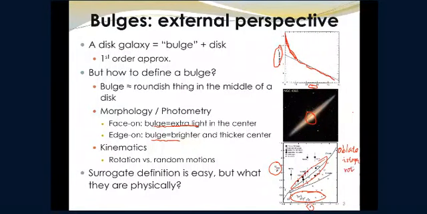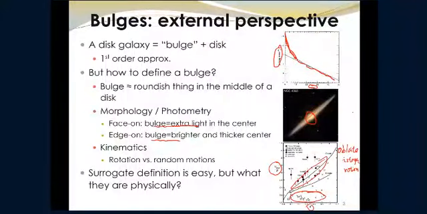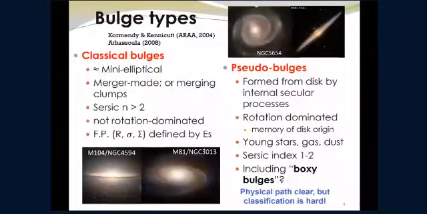So if a bulge is close to that line, then we say that the bulge is mainly rotation dominated, and this bottom blob is more like random motion dominated. So all these definitions are surrogate definitions. They're relatively easy, but you don't really know what they are physically. A better way to define a bulge is through the physical definition, where we define things through the physical processes.